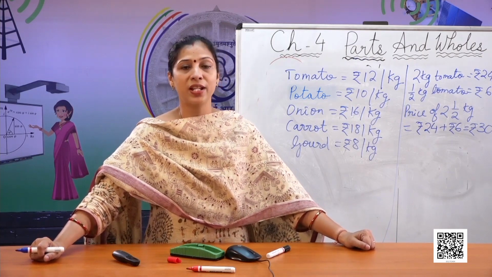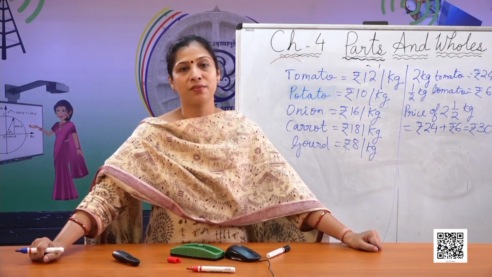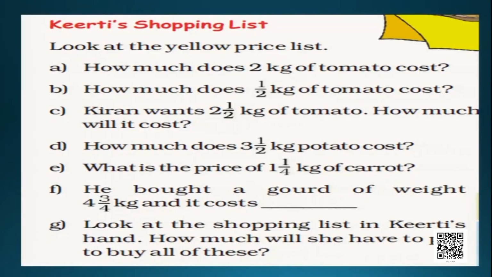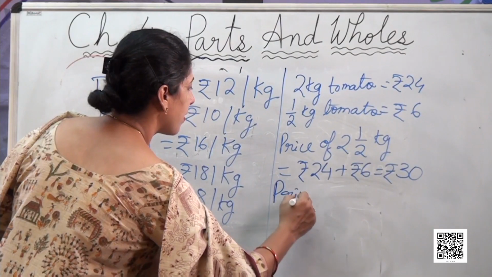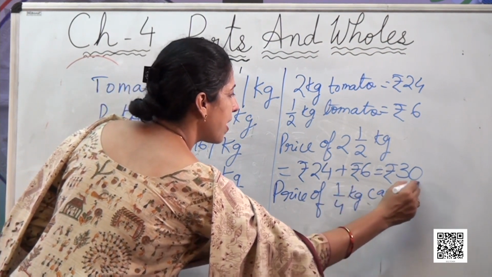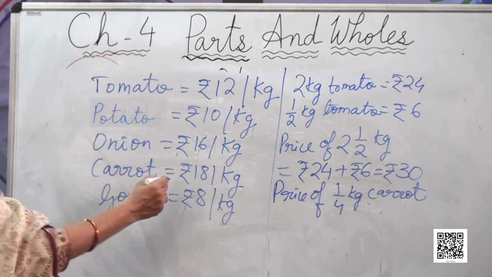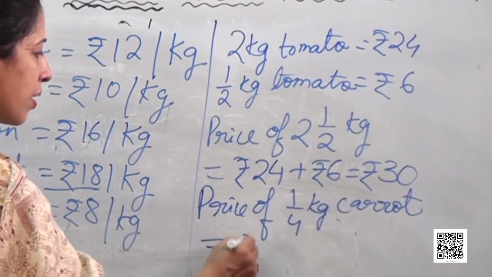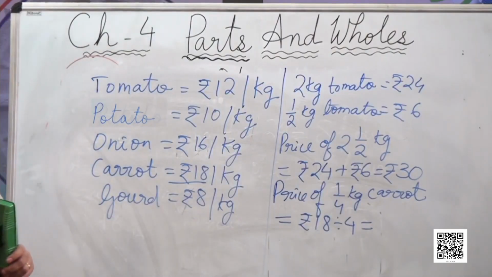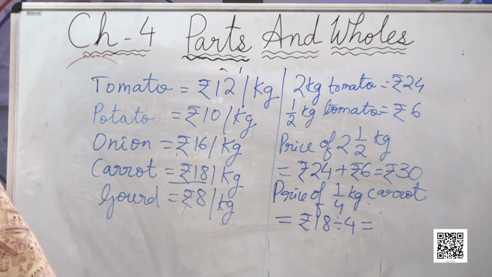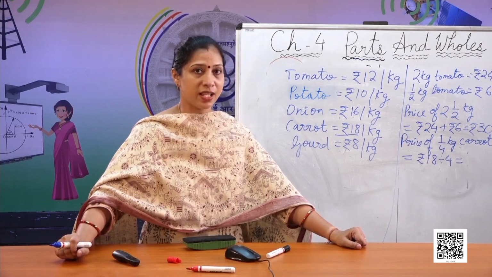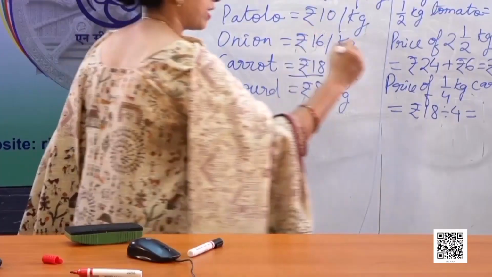So let's find out the value of 1/4 kg. Then we can find out the price of 1 1/4 kg. So let's see now. The price of 1/4 kg of carrot. Now price of 1 kg carrot is equal to rupees 18, so rupees 18 divided by 4. Now children, 18 is not exactly divisible by 4. But we know that we can divide the rupees into paise as well. So can we do it? Yes, we can do it.